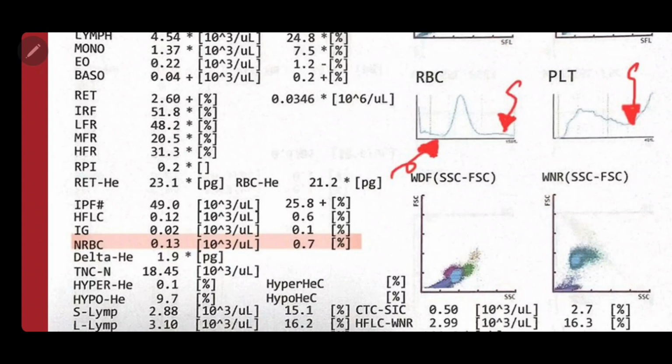Let's look at the NRBC value. You can see that the NRBC is now significantly increased. This is quite clear. You will notice that S lymph and L lymph are present. Now, what has happened to S? It is lower than L. We see a high HFLC value in this channel and a high CTC channel value because the body is still adjusting.